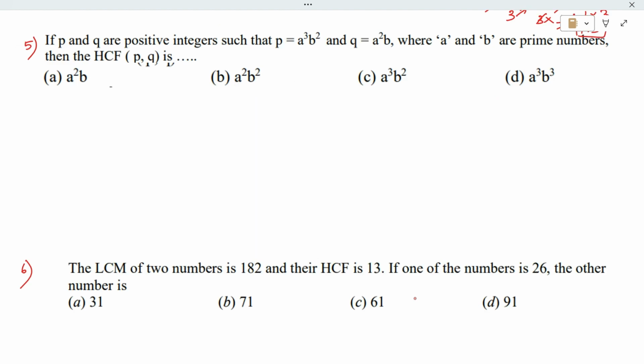Question number 5. If P and Q are positive integers, so P is A cube B square and Q is A square B, I need to find the HCF. So HCF is nothing but the product of minimum powers of a variable. So A appears in both P and Q and the minimum power for that is 2. So it is A square. Similarly, B appears in both P and Q and the minimum power is 1. If there is no power, it is considered as 1. So it's just A square B, which is option A.